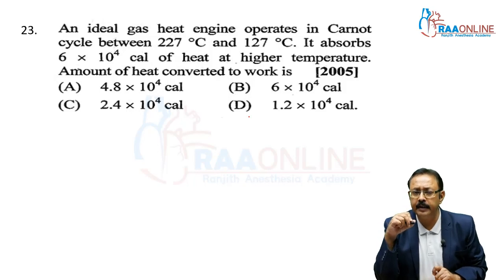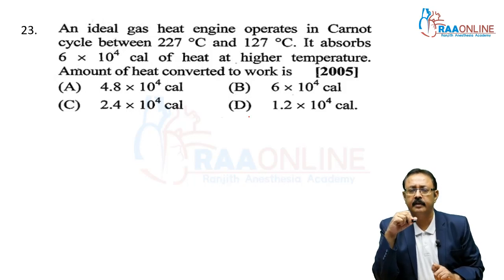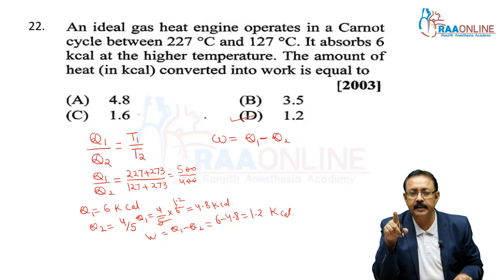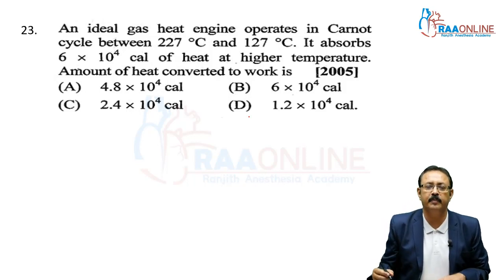23rd. An ideal gas heat engine operates in a Carnot cycle between 227 and 127. The same problem is there again, a similar problem. They say 6 kilocalorie, again they are saying 10 to the power 3, which means kilo, so they changed it a little. It absorbs 6 into 10 to the power 4, which means Q1 is given as 60 kilocalories.